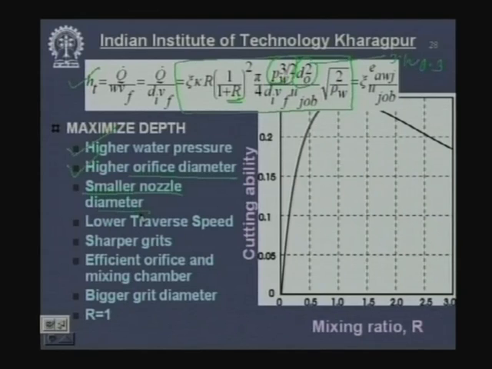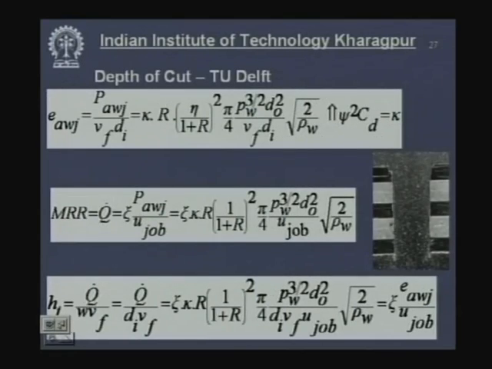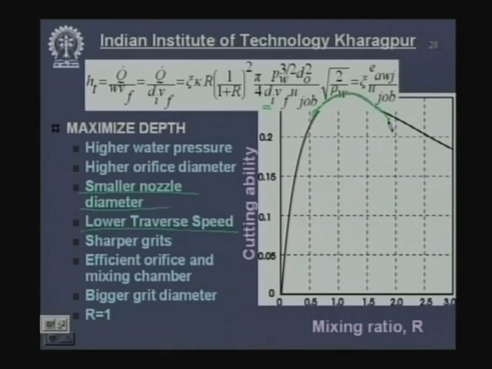Smaller nozzle diameter. What is smaller nozzle diameter? If this Dᵢ is less, definitely your material removal would be much higher, your HT would be much higher, because this is in the denominator. So, it is the same thing, smaller nozzle diameter. Dᵢ is in the denominator. Lower traverse speed: definitely if you machine at a lower speed, you will be able to penetrate more. This is the nature of the curve.